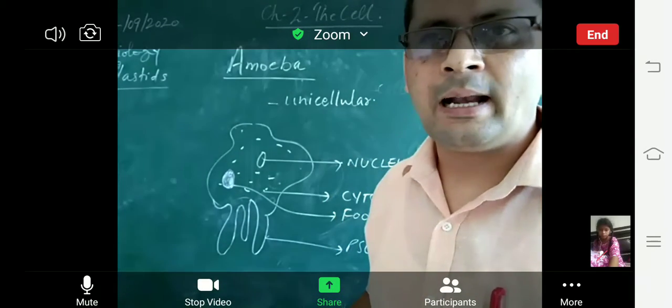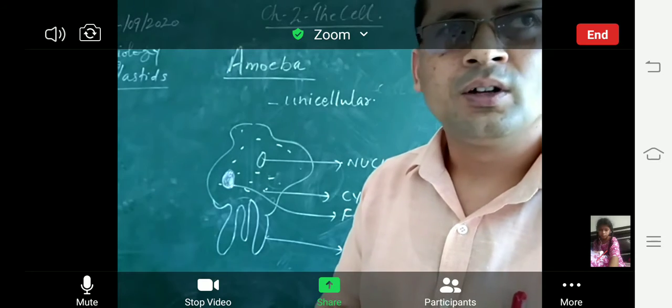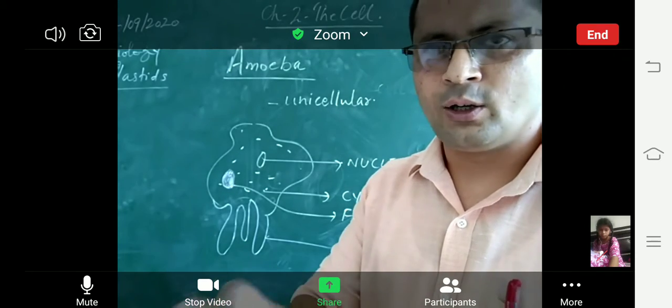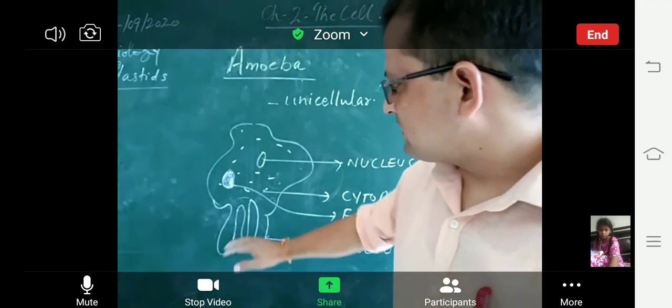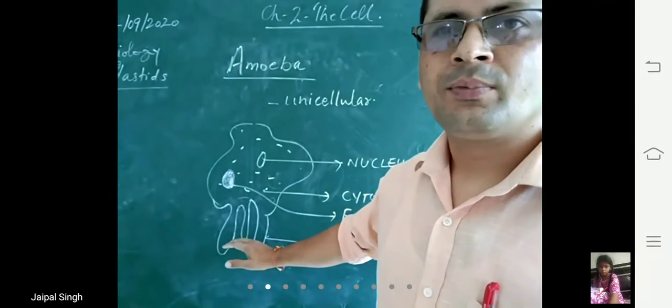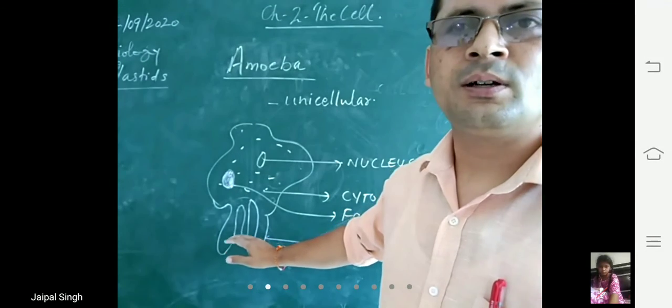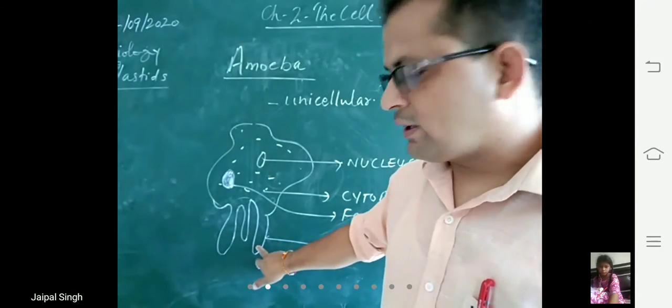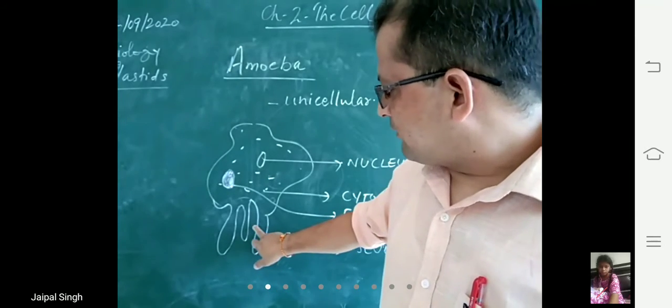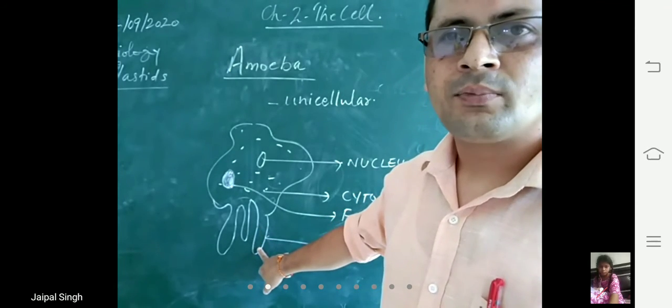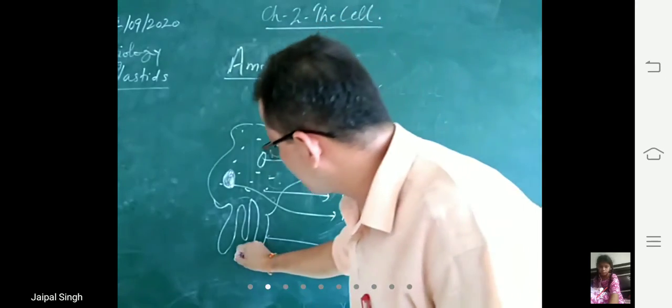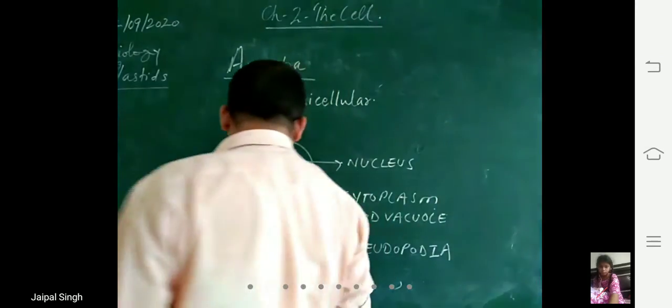ओके, सूडोपोडिया की हेल्प से क्या कर रहा है अमीबा? एक तो मूव कर रहा है और दूसरा क्या कर रहा है? अपने खाने को कैच कर रहा है. तो whenever this amoeba sees or observes some food particles, then with the help of this pseudopodia, it takes that food particle. So suppose this is the food particle.